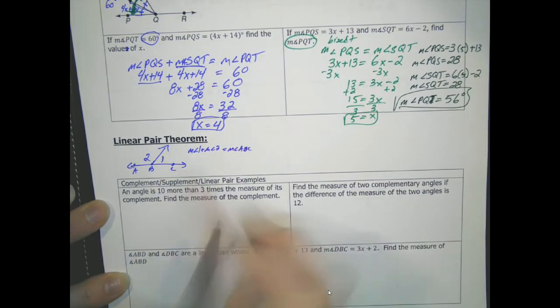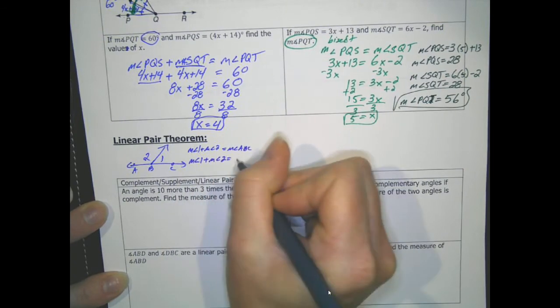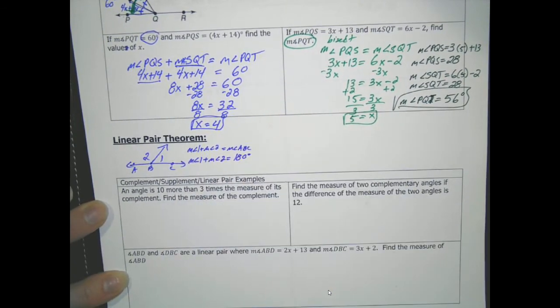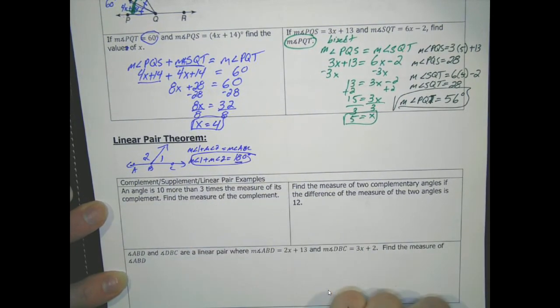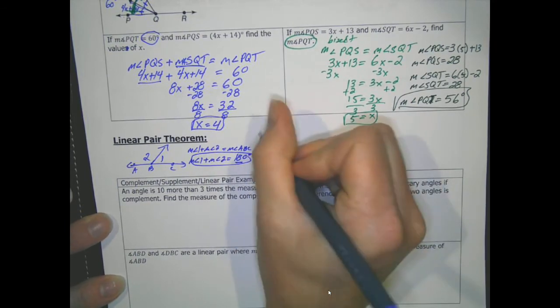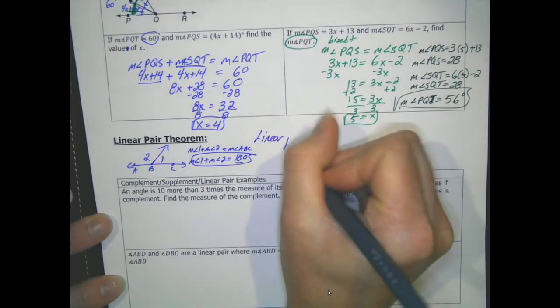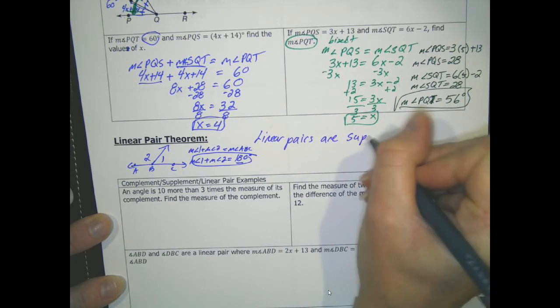I know ABC is a straight angle, so I know the measure of angle 1 plus the measure of angle 2 is equal to 180 degrees. So therefore, my linear pair, well, what do we know about angles that add to 180? They're supplementary. So linear pair theorem just says linear pairs are supplementary.